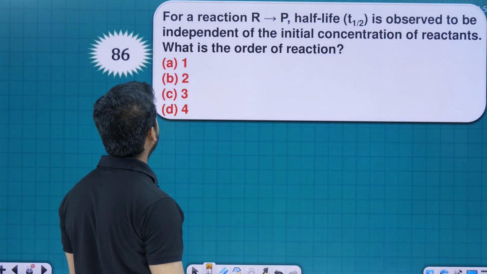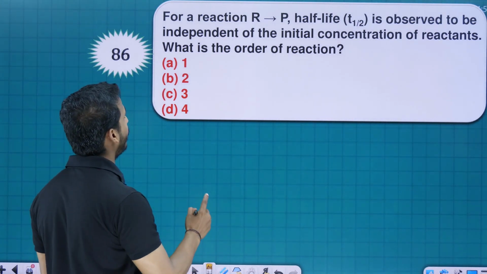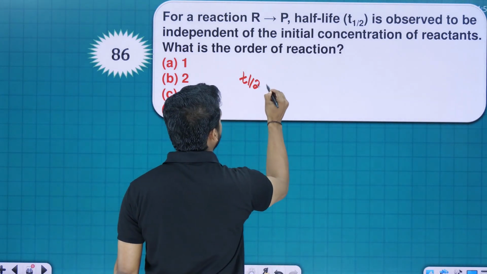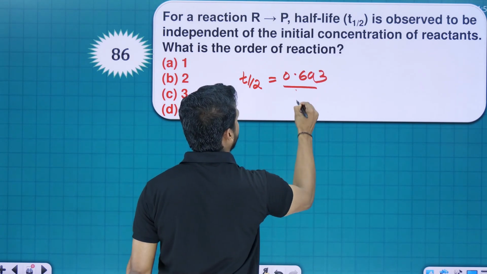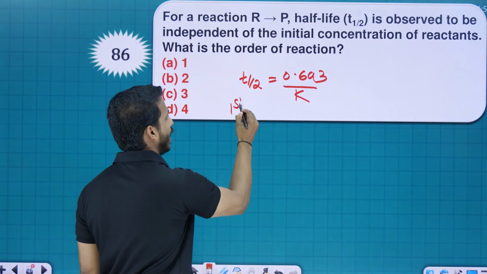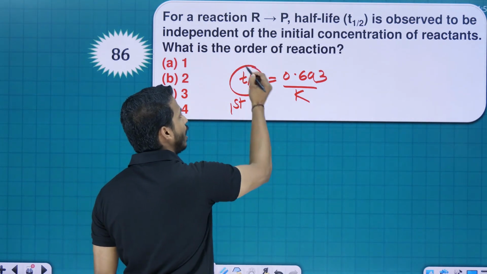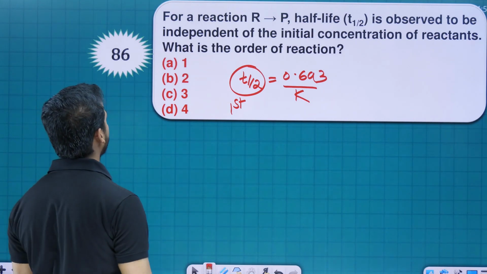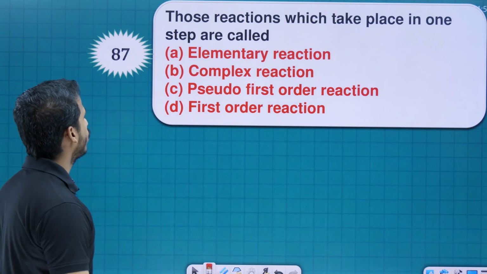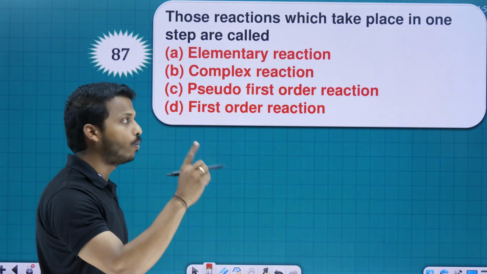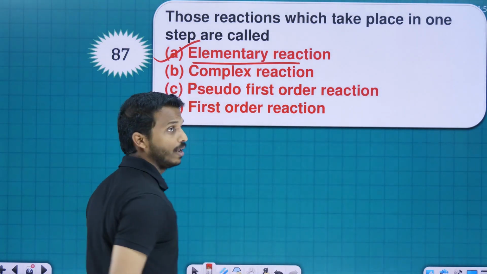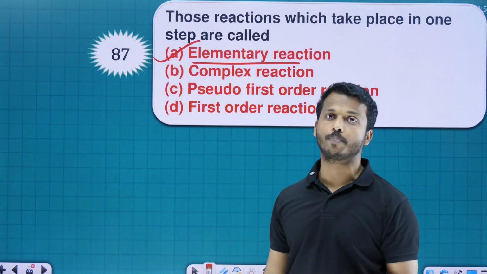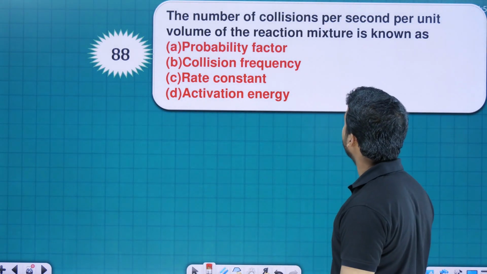For a reaction R gives P, half-life is observed to be independent of the initial concentration of reactant. What is the order? We discussed that half-life is 0.693 by K, for which order? First order reaction. For first order reaction, half-life is independent of R naught, the initial concentration. Those reactions which take place in one step, what do you call? Elementary step, right? The reaction which happens in a single step is called elementary, and which reaction happens in multi-step is called what? Complex reaction.